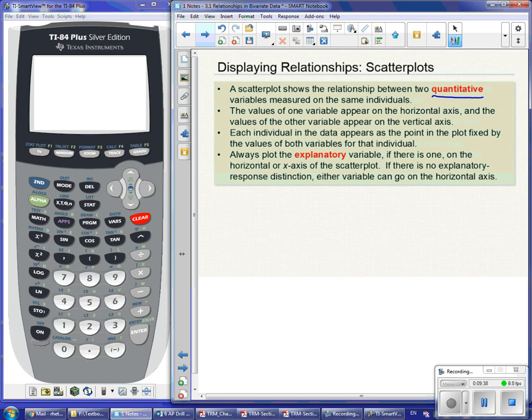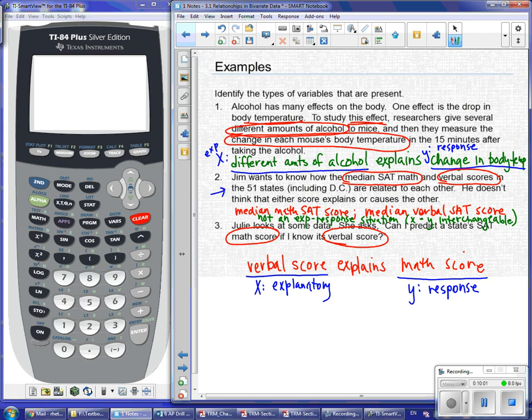Each individual in the data is going to appear as a point in the plot that's going to be fixed by the values of both of the variables. And we always, always, always plot the explanatory variable, if there is one, on the horizontal or x-axis of the scatter plot. If there is no explanatory response distinction, then either variable can go on the horizontal and vertical. It doesn't really matter. So in that second case, where we're looking at just an association between the SAT math and verbal scores, where we don't really think that one is going to be used as a predictor or an explanation, it wouldn't matter which is on the x and y. But in Julie's case, I'd want to make sure that my verbal scores are on the horizontal axis.